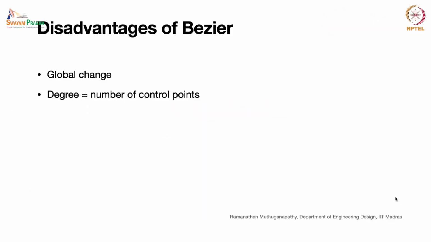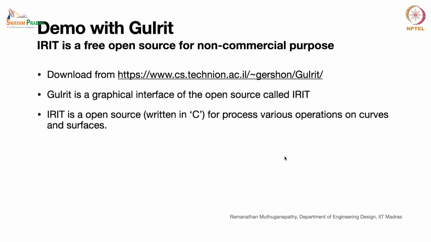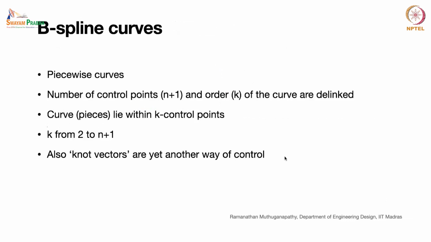Now these are the two disadvantages of the Bezier, so to speak: the global change, because when you change one control point, the entire curve changes, and the degree is closely associated with the number of control points. These two are the problematic things we saw in Bezier. So the B-spline goes one step further and eliminates these disadvantages, and naturally you can see that it is going to be a little tricky.